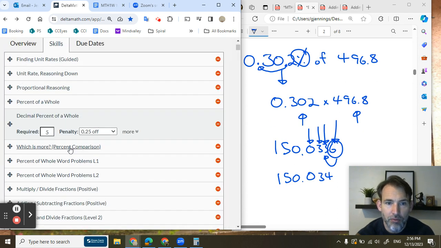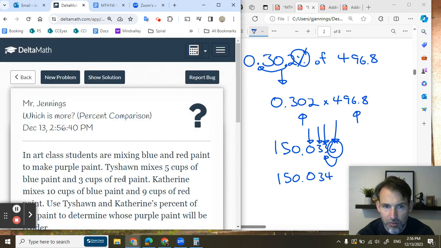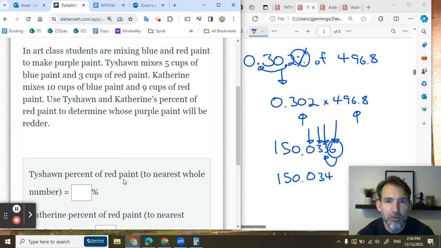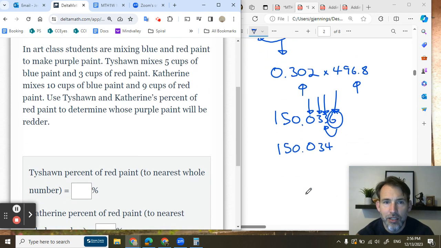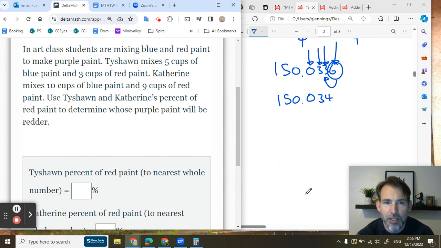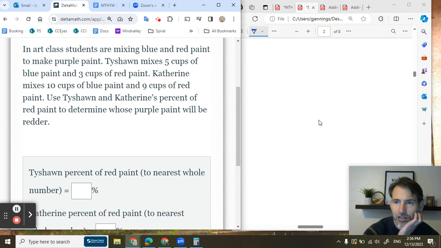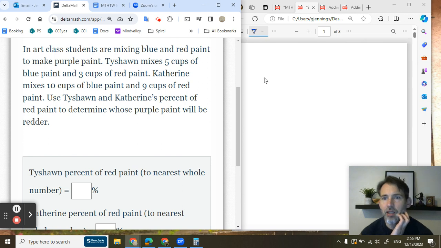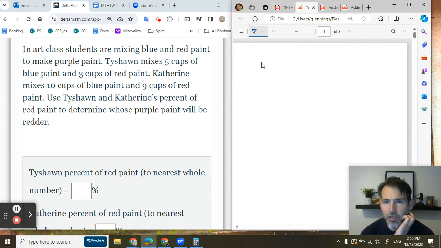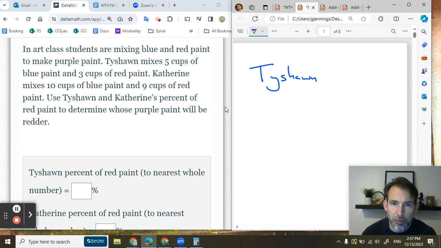All right, decimal percent of a whole. Which is more? Percent comparison. These are fun. In art class, students are mixing blue and red paint. So Tashawn is mixing 5 cups of blue paint and 3 cups of red paint. Okay, so here, let's just get ourselves some blank space on our page. I'm going to go up a bit. So here's Tashawn. He's going to use, we want to know whose purple paint will be redder.